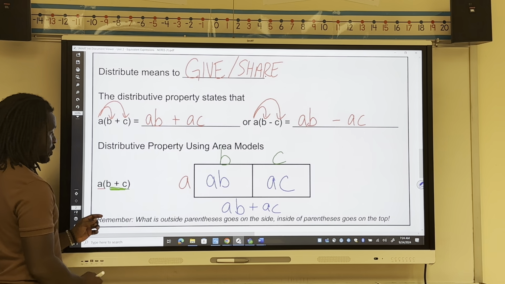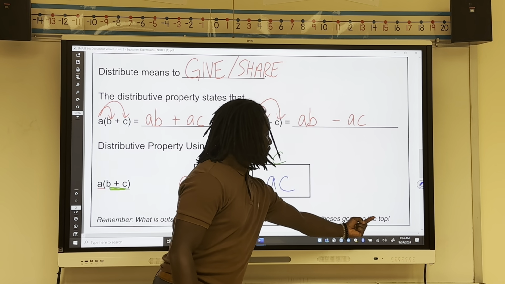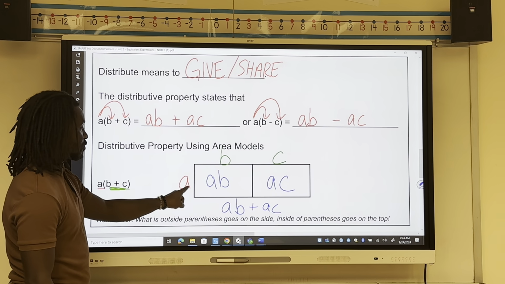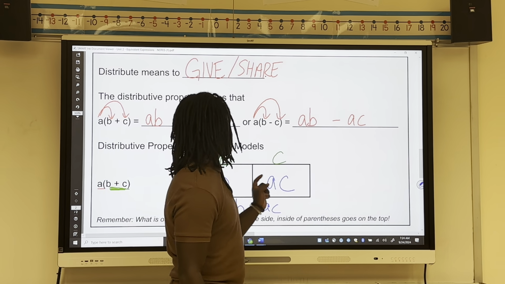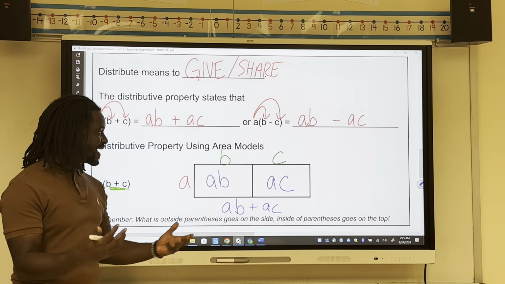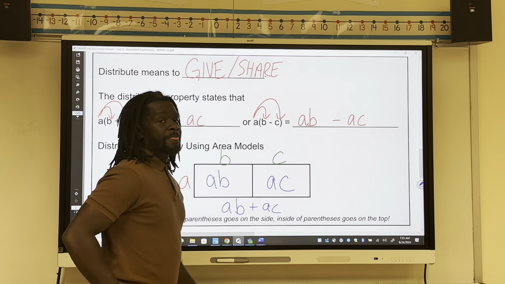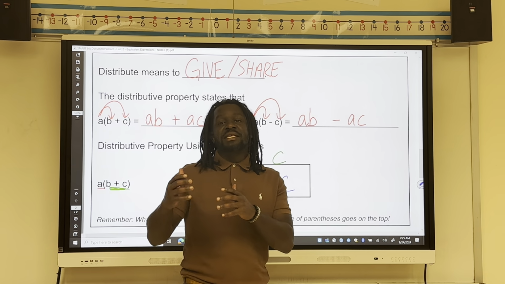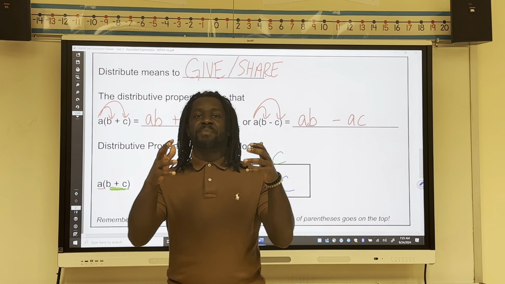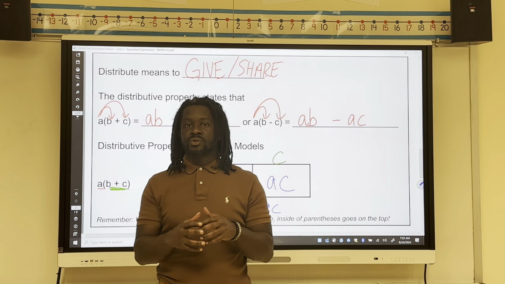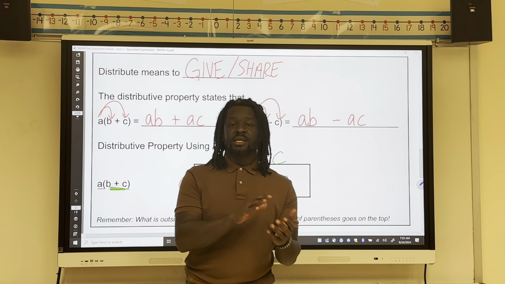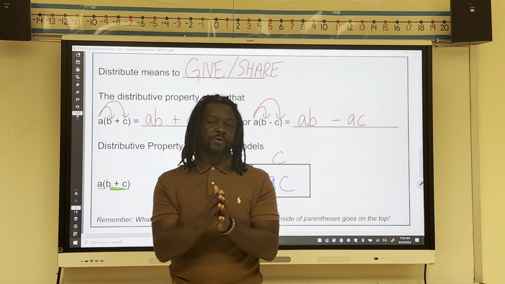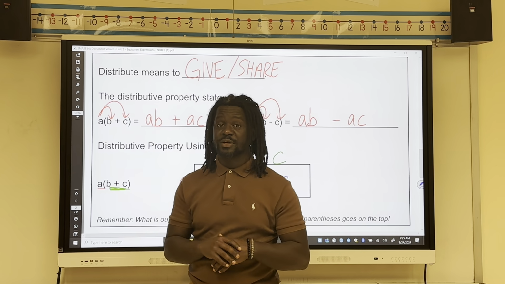And again, I want you to highlight this important thing to remember. What is outside of the parentheses goes on the side, and inside of the parentheses goes on the top, all right? And that is how you use an area model. And so in this lesson, I'm going to demonstrate both of the methods, but in the end, I want you to choose the method that best suits you, okay? Some of us are going to like to do the arrows. The others of us might like to use the area models, whichever is preferable to you. That is the one I'm going to encourage you to use.